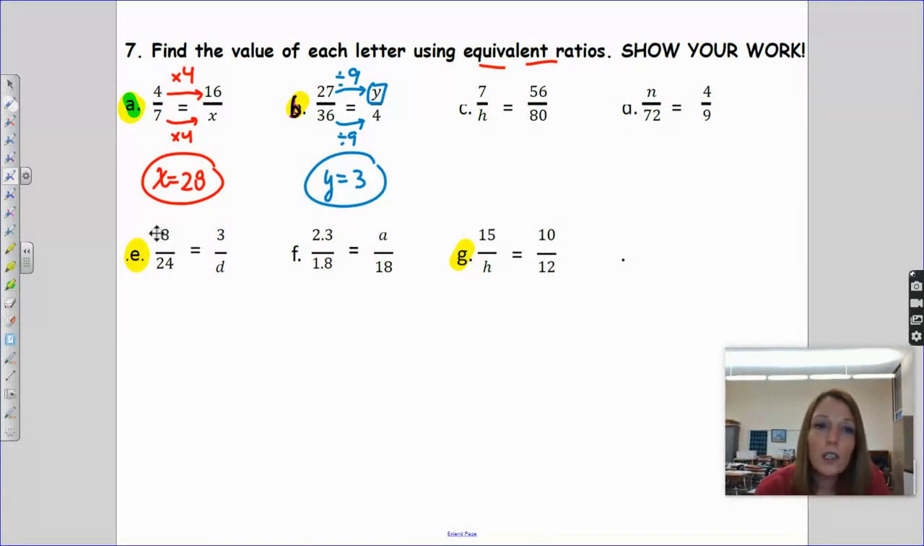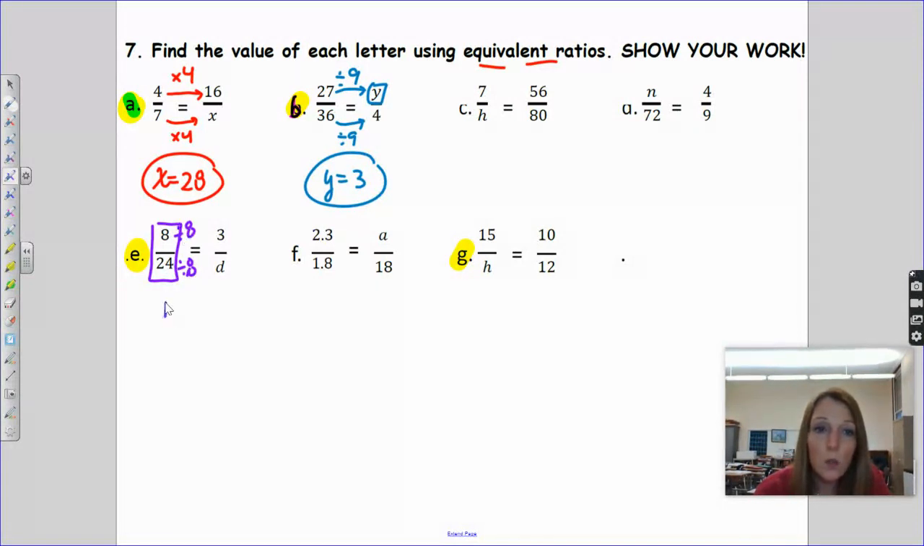So what I'm going to do is I'm going to look at this ratio that I know both pieces of, 8 over 24, or 8 to 24, and I'm going to try to write an equivalent ratio for this. And maybe the new ratio that is equivalent to this one will give me a more friendly number up top, meaning something that I can manipulate to get this 3. So I noticed that 8 and 24 have something in common. They both have an 8. So if I divide both of those by 8, I will get an equivalent ratio.